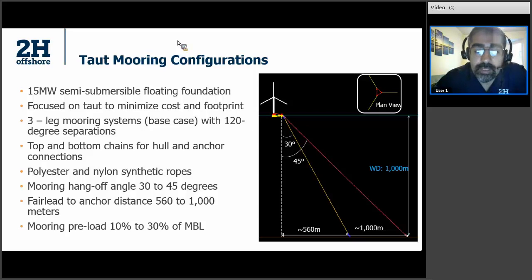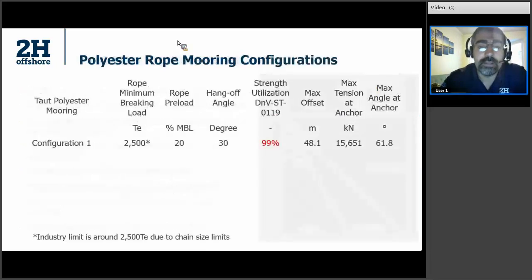And we look at different preload levels on the mooring lines from 10 to 30% of the breaking load of the mooring lines. Starting with the polyester configurations, we started with a 2,500 ton polyester rope. The reason we started with 2,500 ton, we knew from our shallow water mooring experience that the limits usually are pushed to the industrial limits, and 2,500 ton is right now the current chain size limit that we will need at the top and bottom.